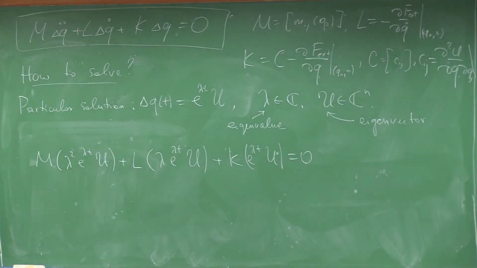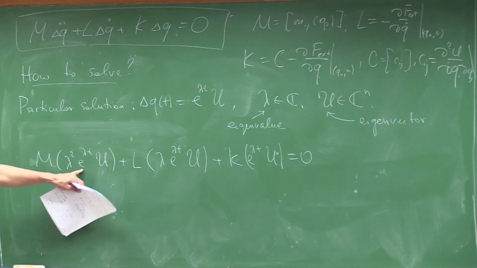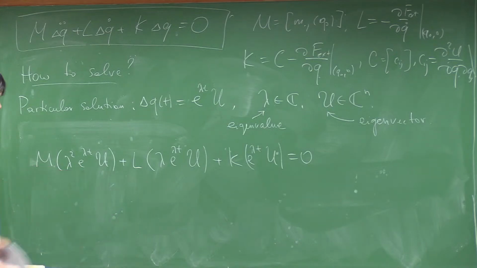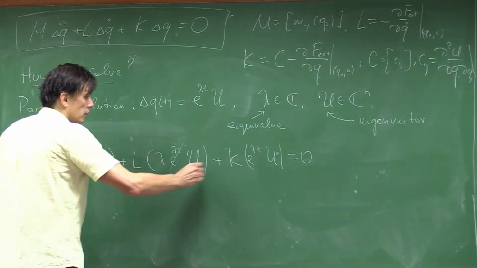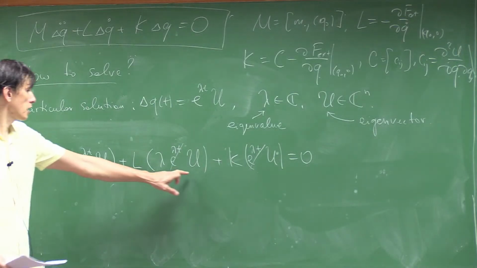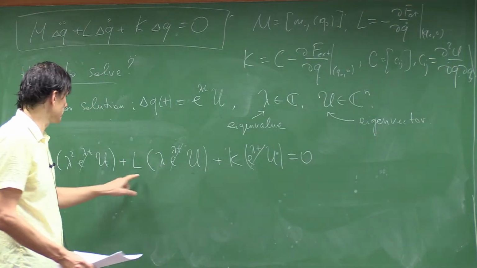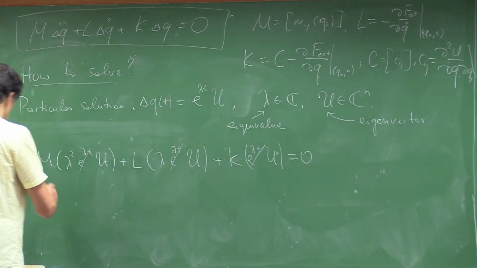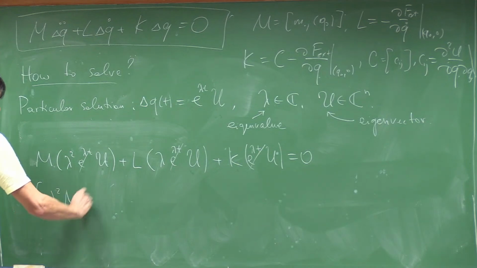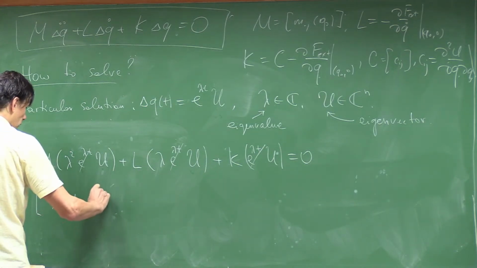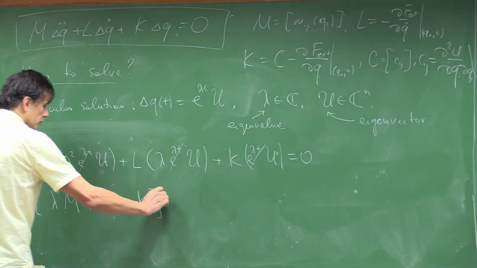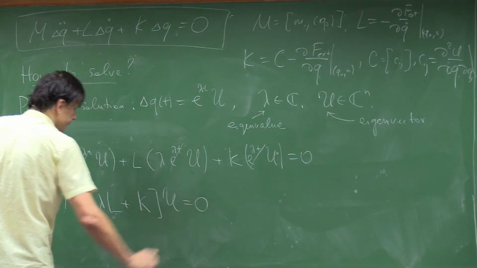Okay, so first, the exponent is just a number, a complex number which is not zero, so we can cancel it. And then we put u outside because every matrix is multiplied by the same vector u. So you get lambda squared m, from here you get lambda L, and k from the last, times vector u equals 0.